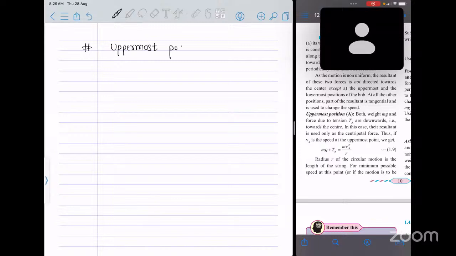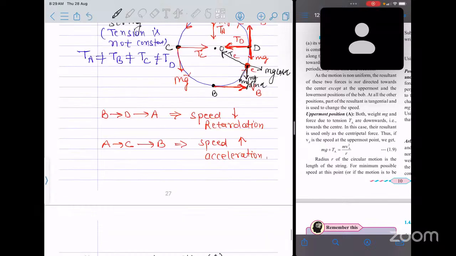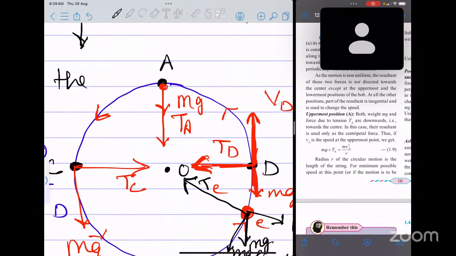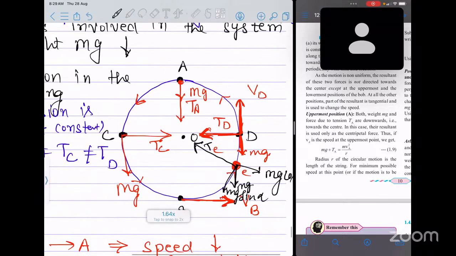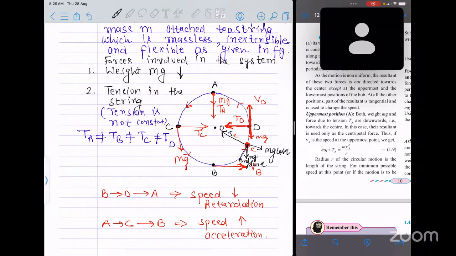For the uppermost position, which is A in this case, if you look at it, there are two forces working on the object or the ball which is moving on a circular path: tension in the string towards the center at point A, and mg downward. Both the forces mg and tension are working towards the center. It means centripetal force will be provided by both of them.